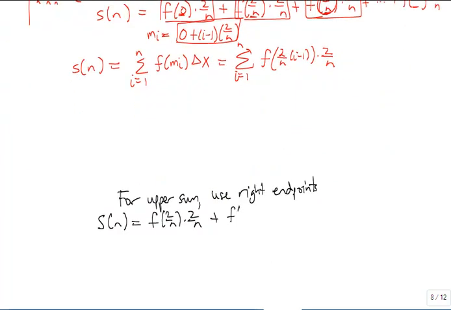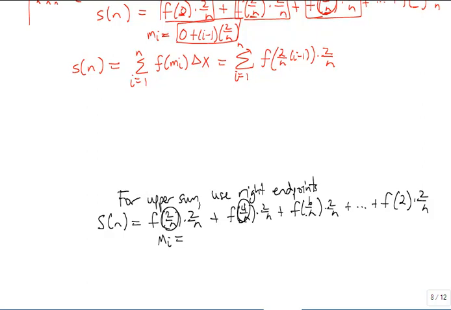So this will be f of 4 over n times 2 over n plus f of 6 over n times 2 over n, all the way up until that last rectangle where we use the right endpoint 2 times our width of 2 over n. So let's see if we can come up with a formula for this capital M sub i, which is going to generate each of these right endpoints.